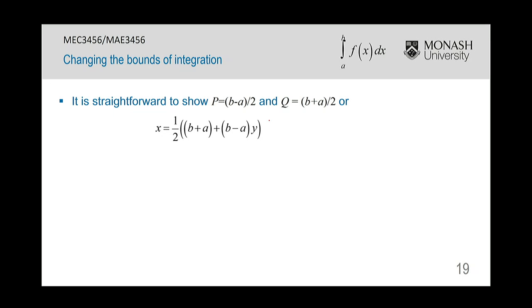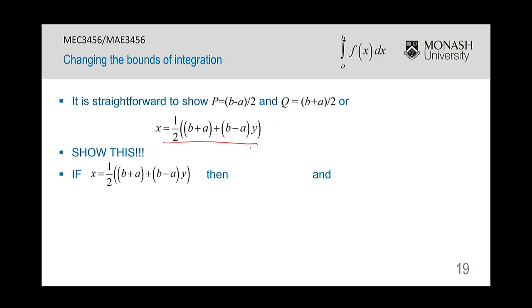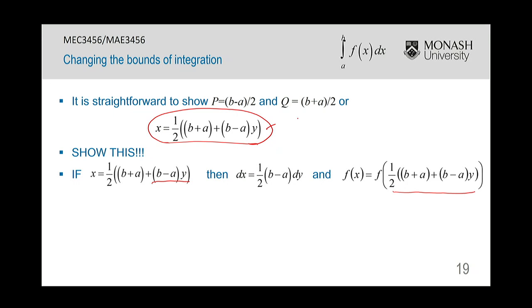And of course you can also invert this to solve for y in terms of x. I suggest that you show this. So if x is given by this expression here, then in terms of our integral of f(x) dx, dx is just equal to 1/2 (b minus a) times dy. That comes from this term here. And f(x) is equal to f of this expression here. So for f(x), we're just substituting that in there for x.